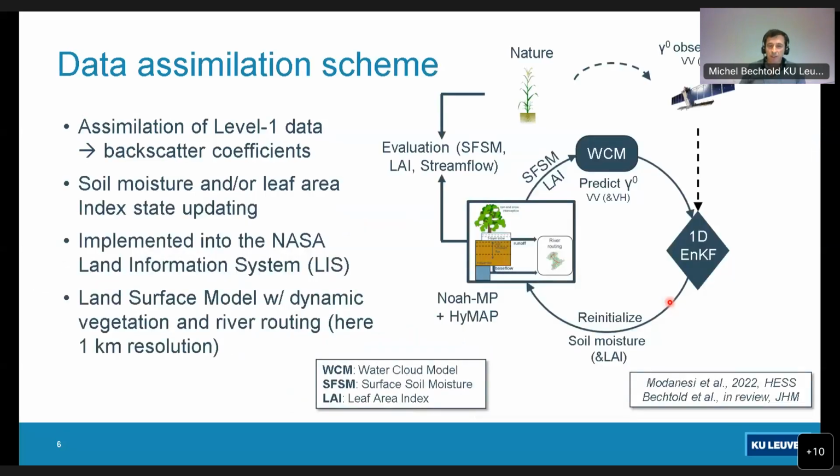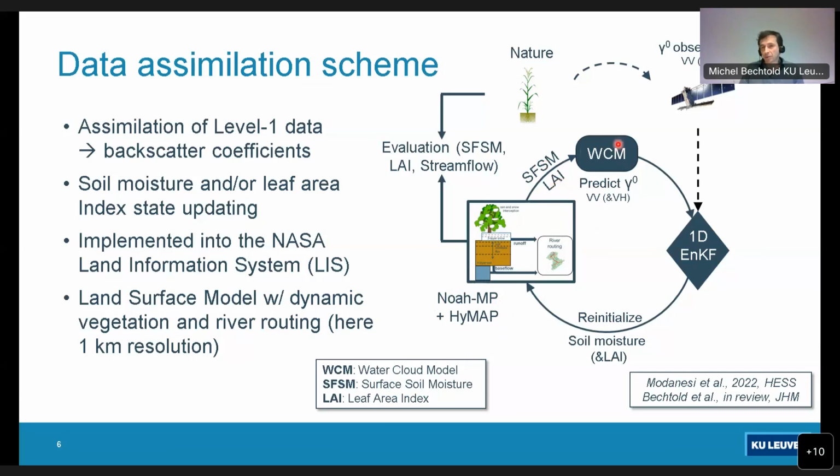So this is the data assimilation scheme that we recently realized in the Land Information System of NASA. We assimilate level 1 backscatter data of Sentinel-1. On the right, you have the scheme. We implemented that for the Noah-MP land surface model that is coupled to a routing scheme, the HyMAP model. From that land model, we get the surface moisture and the leaf area index, which are both prognostic variables. So it's a dynamic vegetation model.